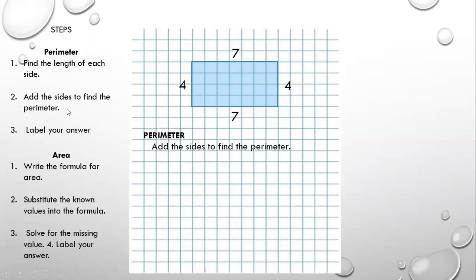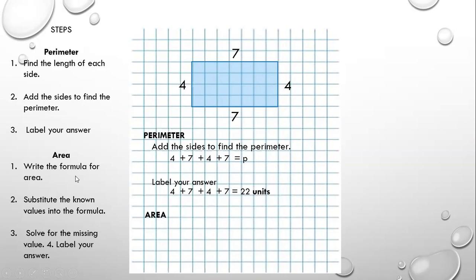Then we're going to add the sides to find the perimeter. So we're going to say 4 plus 7 plus 4 plus 7 equals our perimeter. And then we simply label the answer. So 4 plus 7 plus 4 plus 7 is equal to 22 units. Okay, we're looking at units as our unit of measurement here.